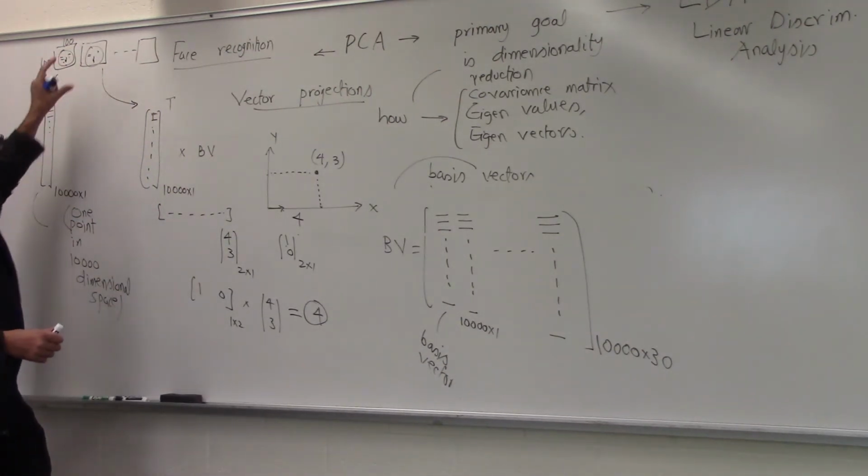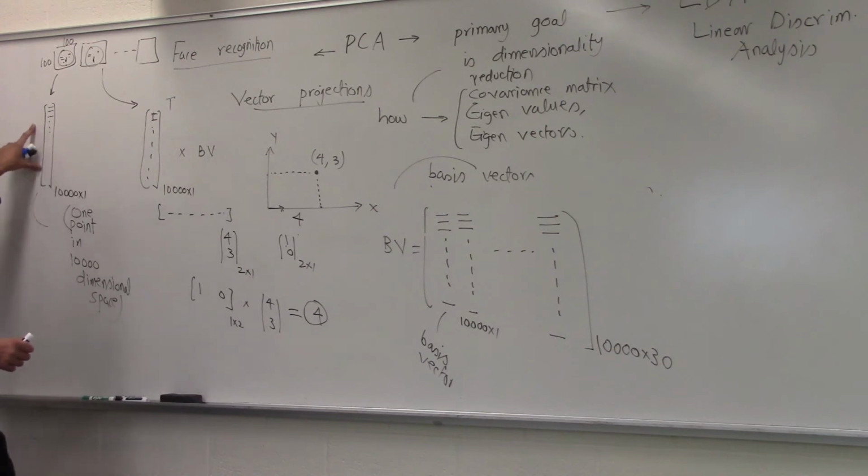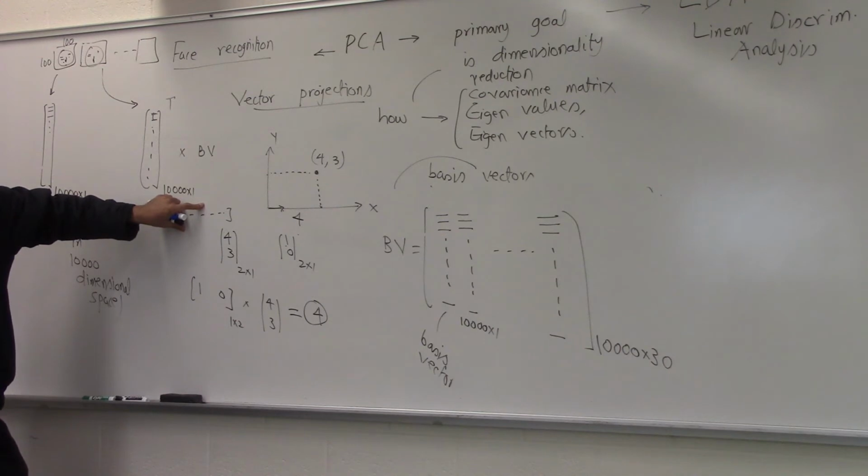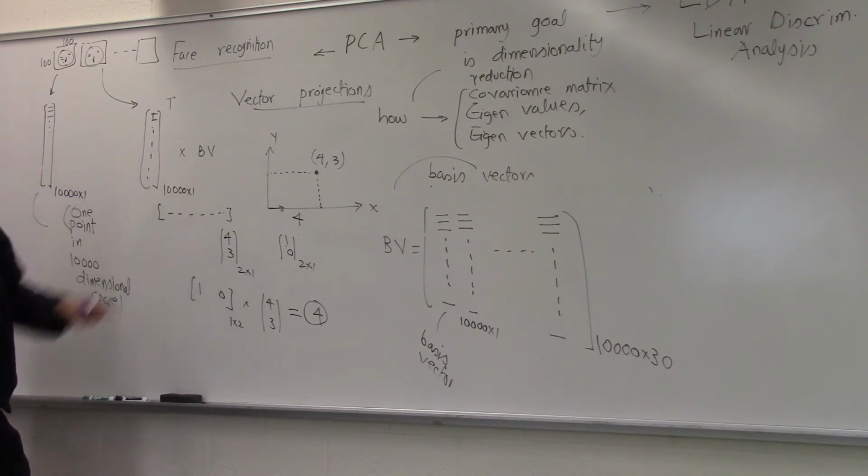Now, in other words, I have reduced the 10,000 dimensionality to what dimensionality? 1 by 30. Only 30 dimensions. Okay, so that's what the PCA does, right?